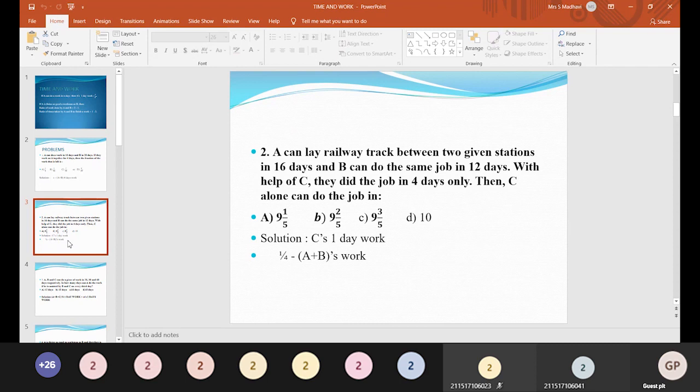In the question, we need to find how many days C alone can do the job. C's 1 day's work is 5 by 48, so C alone can do it in 48 divided by 5 days, taking the reciprocal as 48 by 5, and converting into a mixed fraction, it is 9 3 by 5 days. So C alone can do the work in 9 3 by 5 days, and the option C is the right answer.